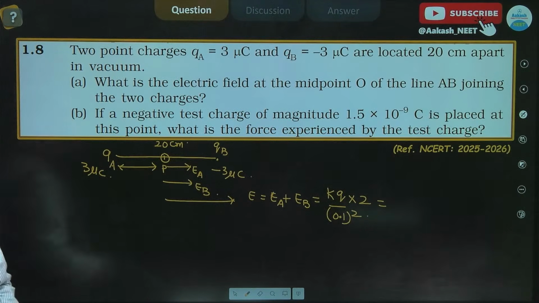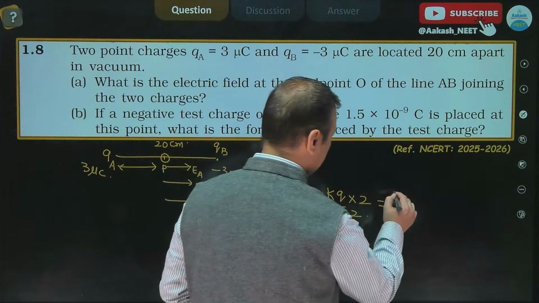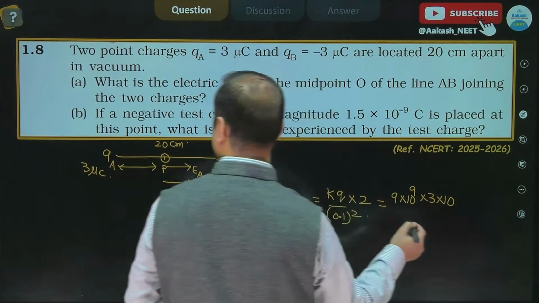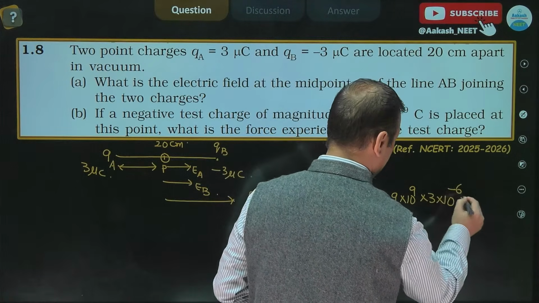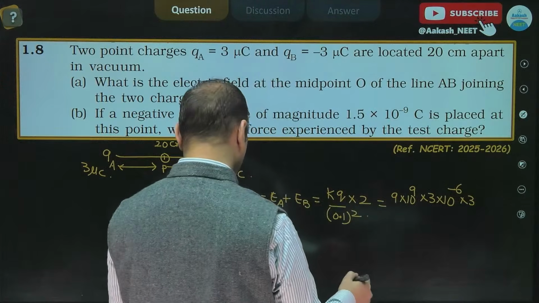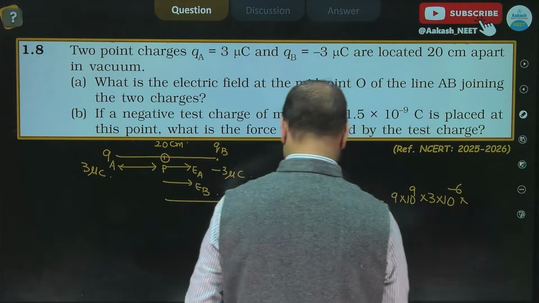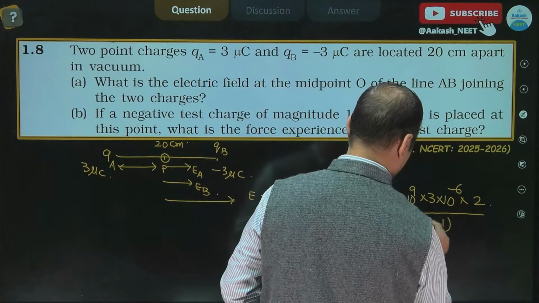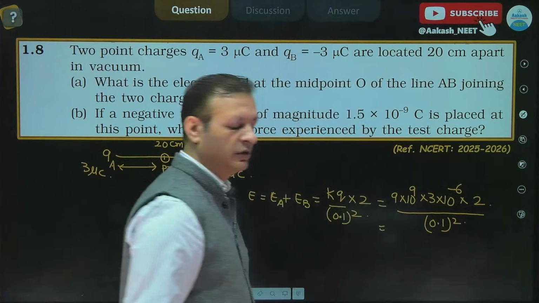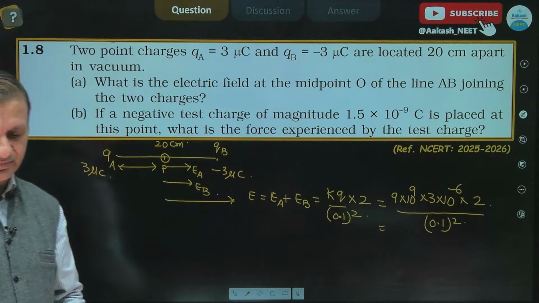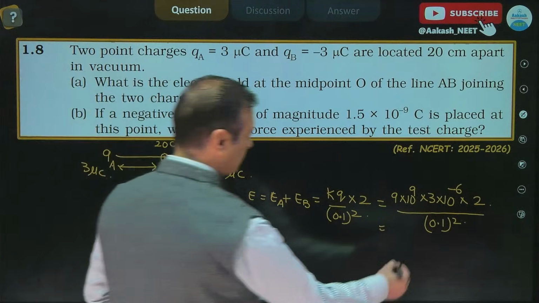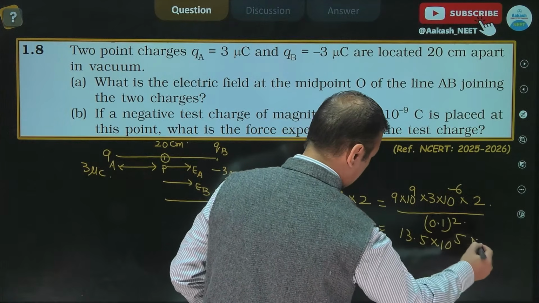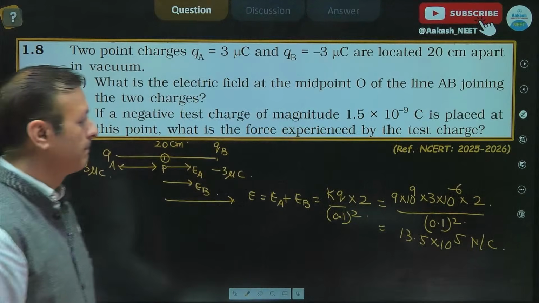Can you give me the answer for this? So put the value of K as 9 into 10 to the power 9, and this is 3 into 10 to the power minus 6, multiplied by 2, divided by 0.1 squared, and that would precisely give me the answer for this. So that gives me the electric field, in Newton per Coulomb.